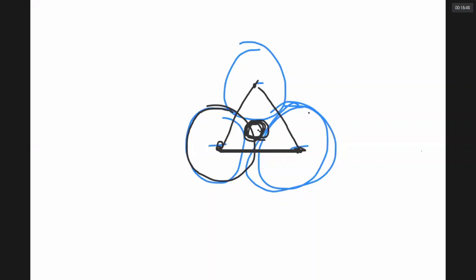Now, sir, I want to know what exactly could be this. What is this, sir? R. This is r plus r. Is it not so? It is root of R square plus R square, sir. Yes, sir.